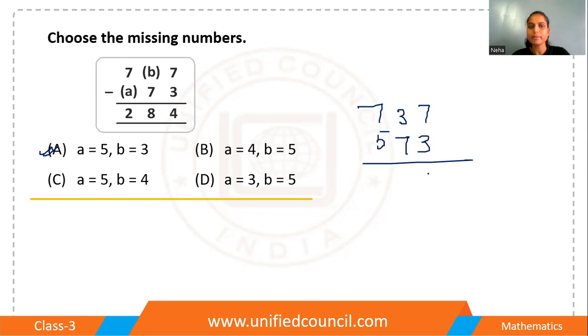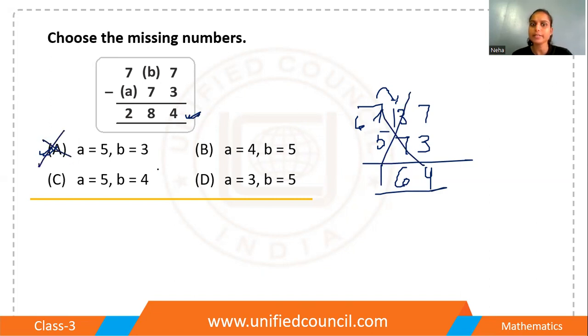So 7 minus 3 is 4, that is right. Here I have to take the carry, so it becomes 13 and it becomes 6. 13 minus 7 is 6. And 6 minus 5 is 1. So we get 164 but this is 284. So this is not right. Option A is not right.